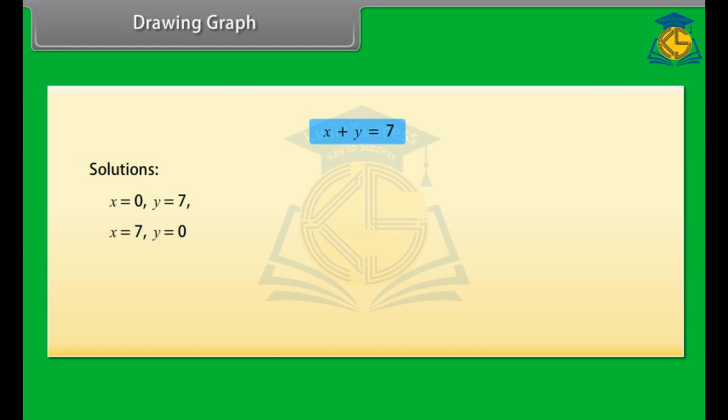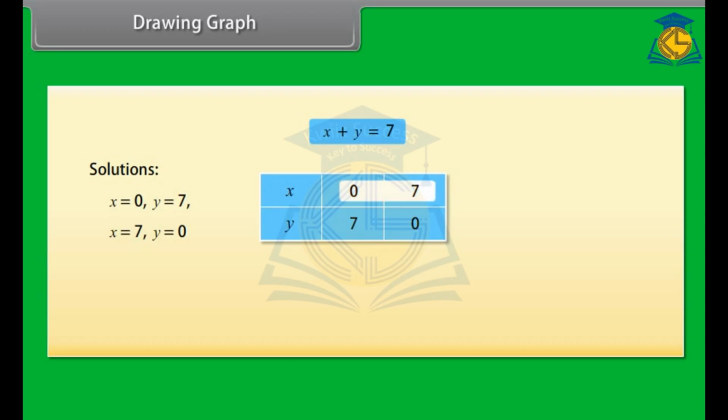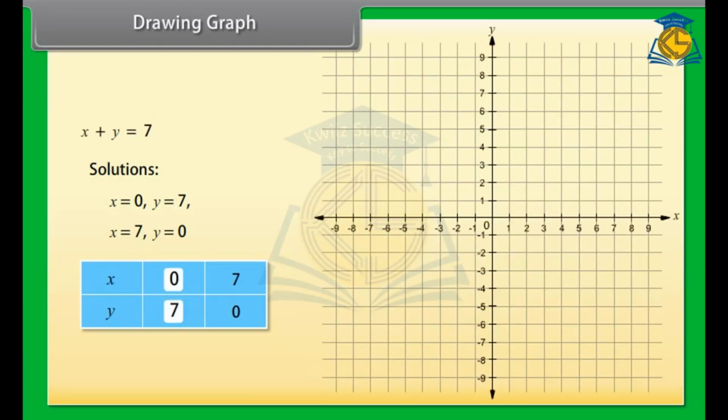So the 2 solutions are x is equal to 0, y is equal to 7, and x is equal to 7, y is equal to 0. We can use this table to draw the graph. These are the values of x and these are the values of y. The point of the values x is equal to 0 and y is equal to 7 is this. And the point for the values x is equal to 7 and y is equal to 0 is this. Now join these 2 points. This is the required graph for the given equation.